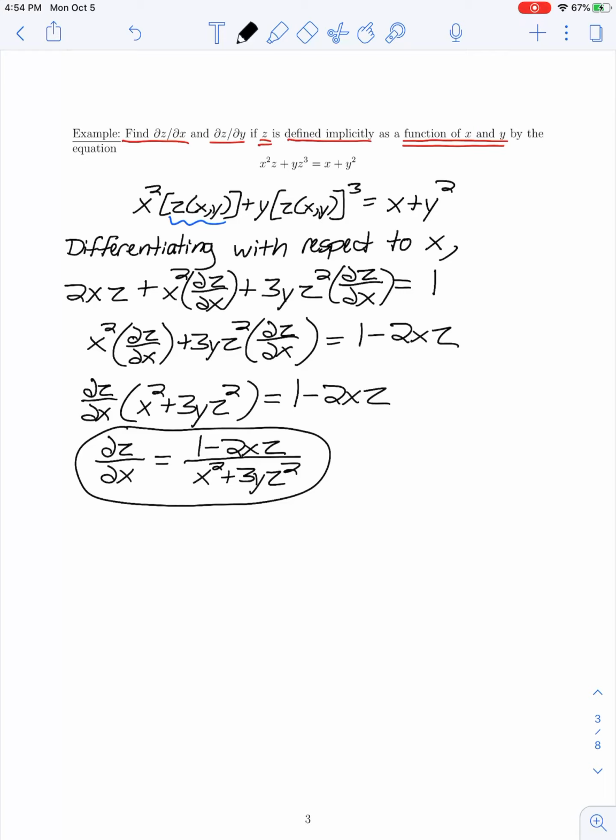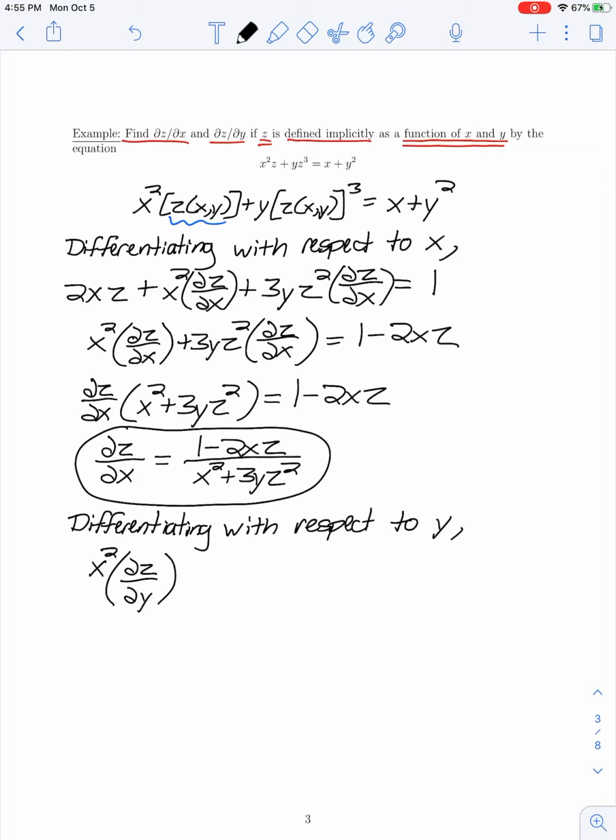Now to get the partial derivative of z with respect to y, we would take the equation that we're given and differentiate with respect to the variable y. So on the left-hand side, I have a constant x squared. Since I'm differentiating with respect to y, I'm now treating x as the constant. So I've got my constant x squared times, I'm differentiating z with respect to y. So I would have the partial derivative of z with respect to y.